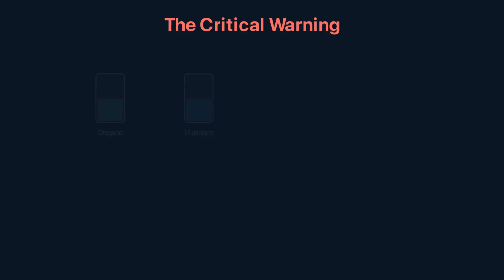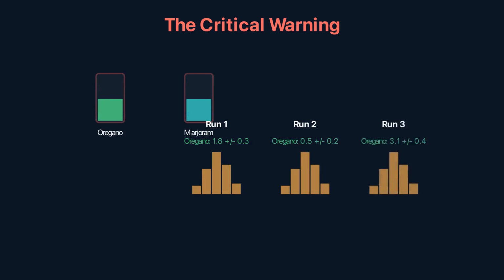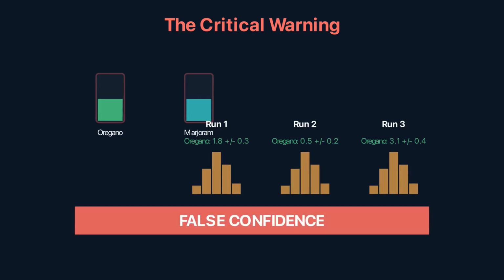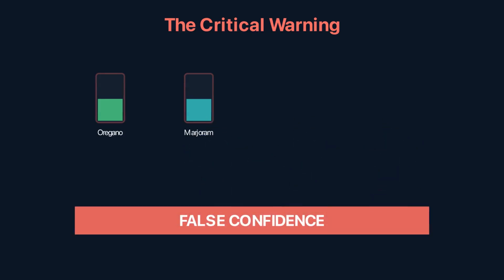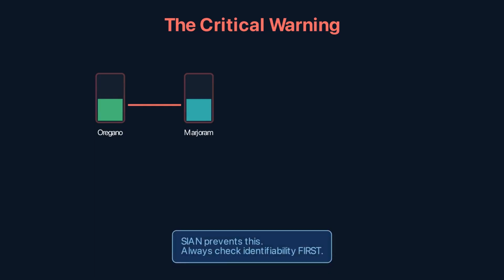The critical warning. SIAN flagged the 2 herbs, oregano and marjoram, as non-identifiable. What happens if you ignore this and run PyABC anyway? PyABC will converge. It will produce a posterior distribution for oregano, 1.8 teaspoons, credible interval 1.5 to 2.1. These numbers look confident, but they're meaningless. The algorithm found one of infinitely many equivalent oregano-marjoram combinations and reported it as the answer. A different random seed would give different values, equally confident, equally meaningless.